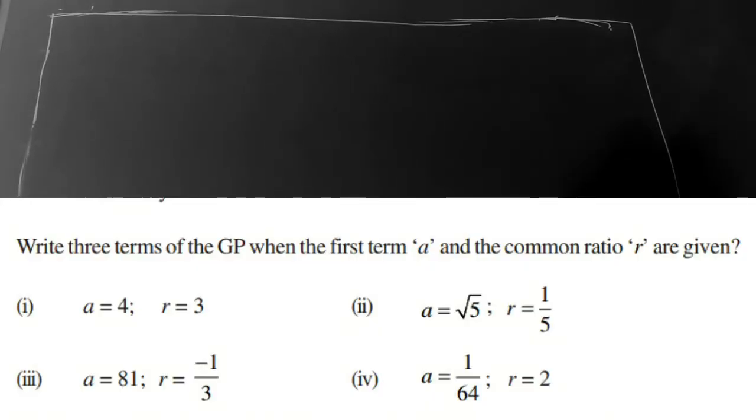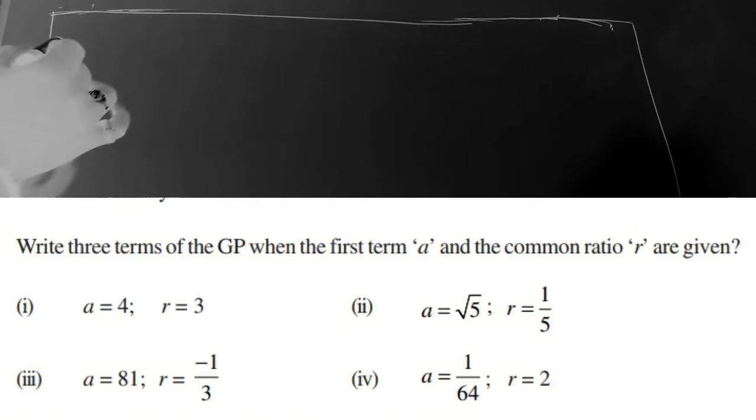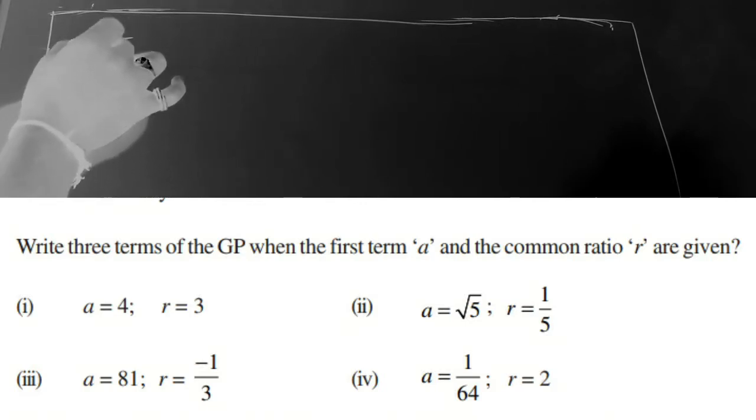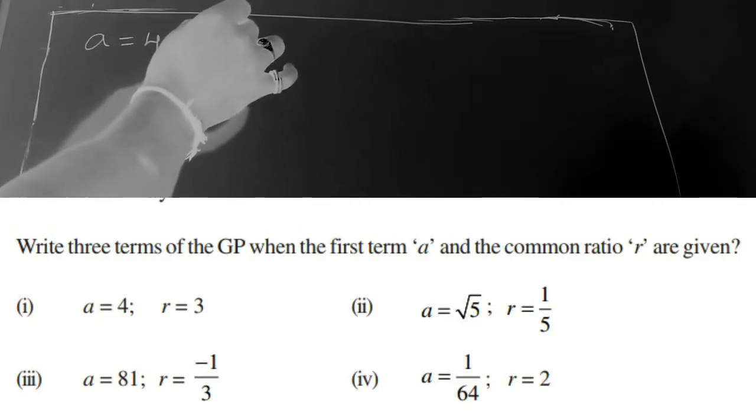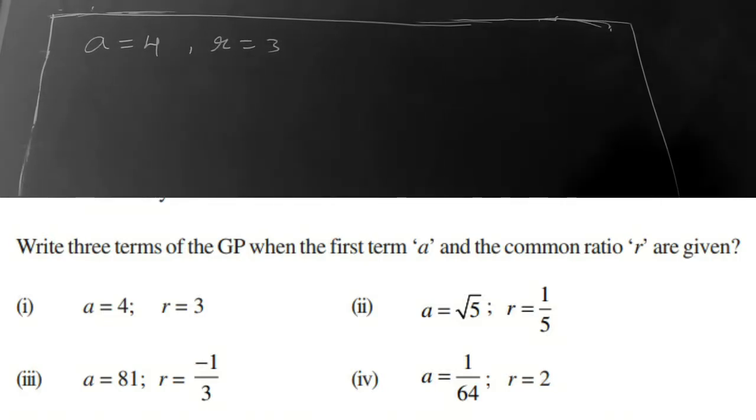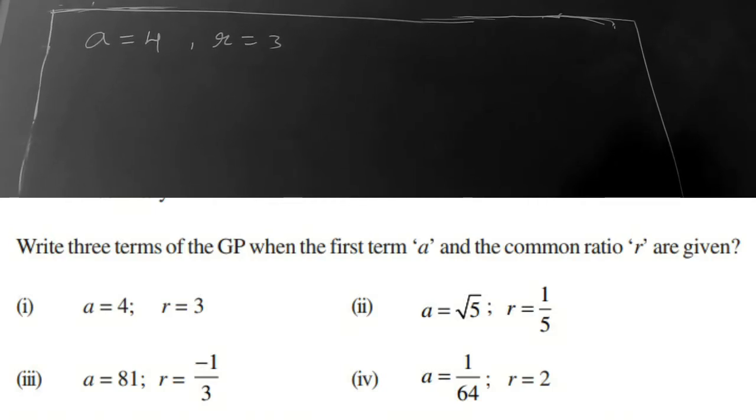Hi my dear friends, in this video we are going to learn Progressions exercise number 6.4 question number 2. Write the three terms of GP when the first term a and common ratio r are given. In this, the first term a is given, that is a equal to 4, and common ratio r is equal to 3. Now we have to write the next three terms of the GP series.